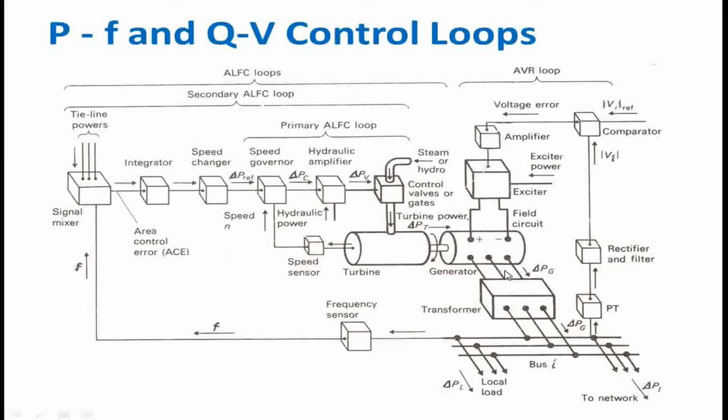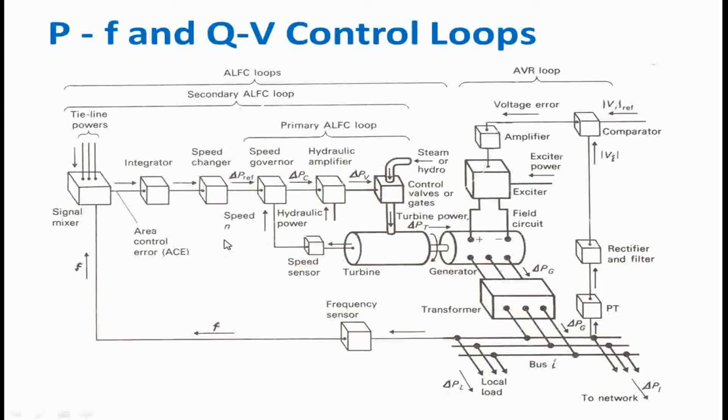And now we are controlling the generator terminal voltage by adjusting the input to the field winding of the alternator. It means we are adjusting the field current in order to have a control on the terminal voltage. This is how the AVR control loop works.